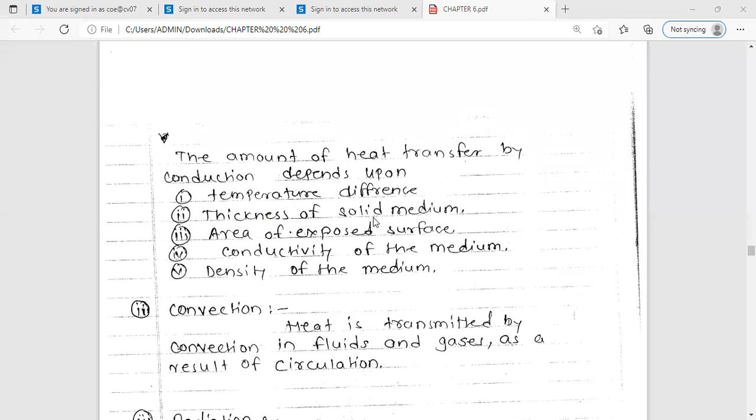Thickness of the solid medium, or we can say how much thickness is there of that solid medium. Area of the exposed surface, how much exposed surface is there. Then conductivity of the medium, and then density of the medium. On these things, the transformation of heat through the material depends.